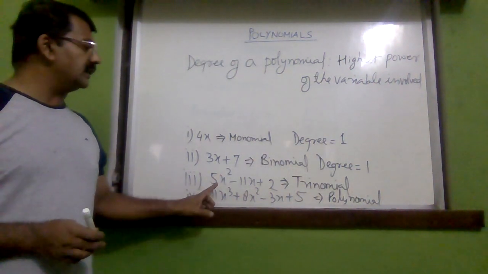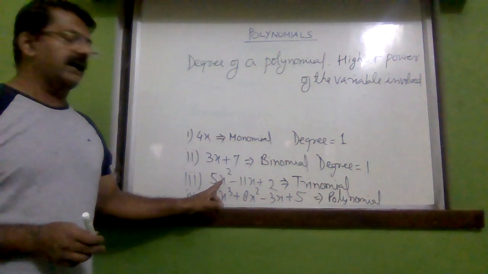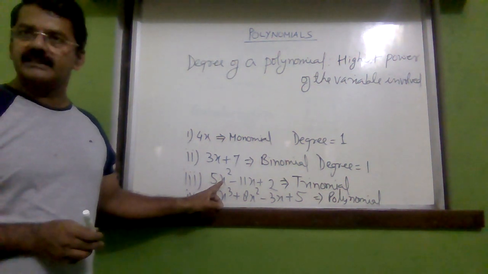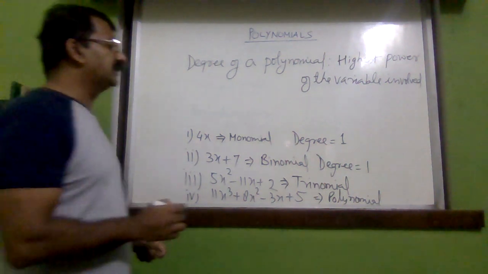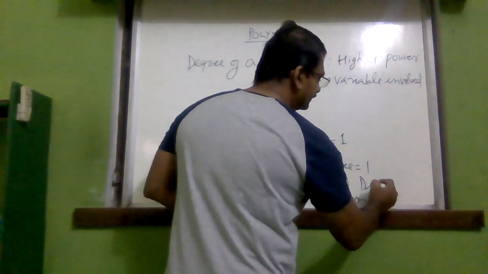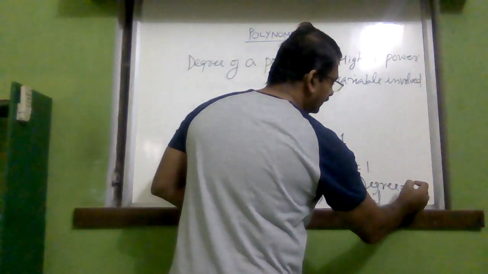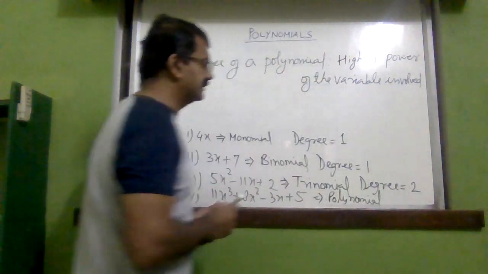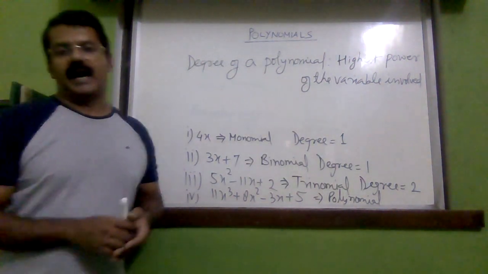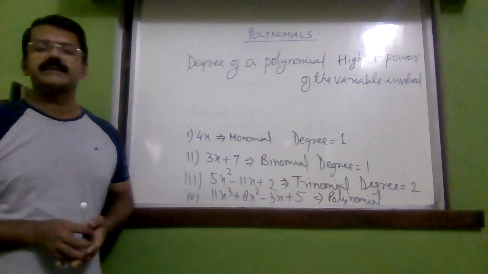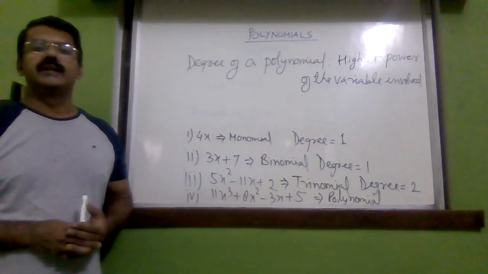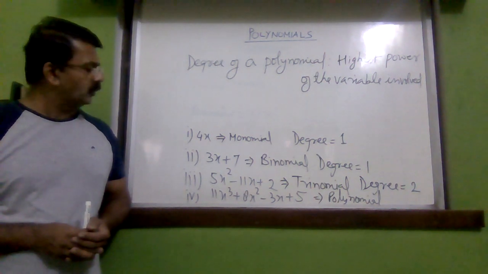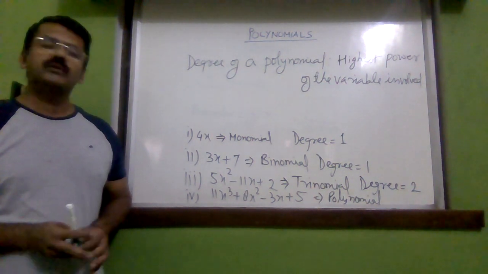Clear? Now in the third example, x is the variable, and the highest power of x is 2. So the degree of the polynomial in the third example will be 2, and likewise you can see in the fourth example the highest power of x is 3, so the degree of this fourth polynomial will be 3.